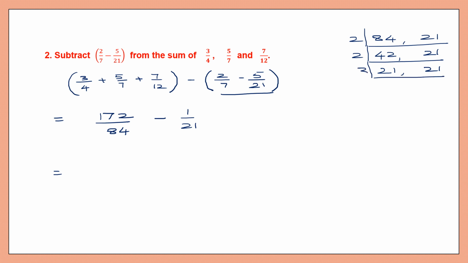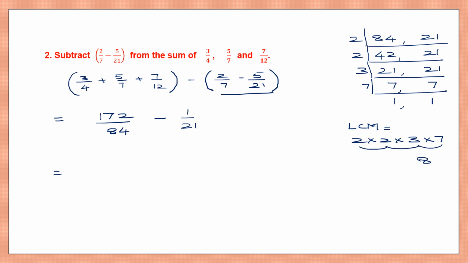So now I can use 3. 3 sevens are 21. We can use 7 now, 1 and 1. So the LCM will be 2 into 2 into 3 into 7. 2 twos are 4, 4 threes are 12. 12 into 7 is 84. So the LCM here is 84.